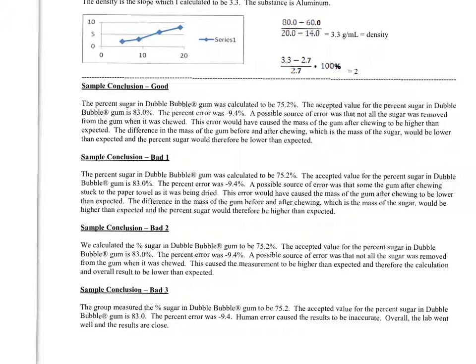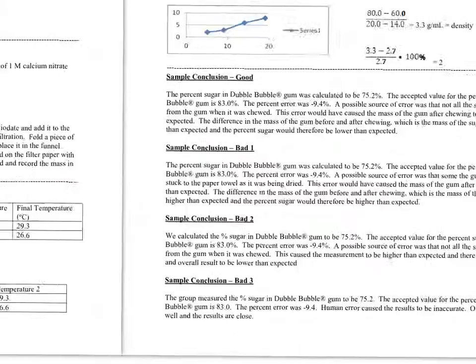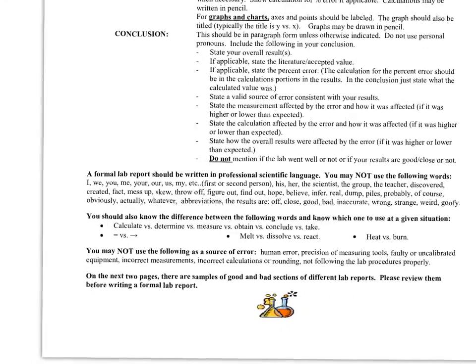And then finally, you talk about the overall result. So my overall result was the percent sugar, and in this case, it would be lower than expected. So that's a good conclusion. Now let's talk about sources of error. What are okay sources of error and what are not okay sources of error? Let's go back to the first page here.